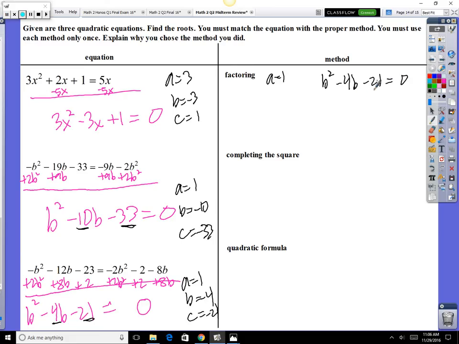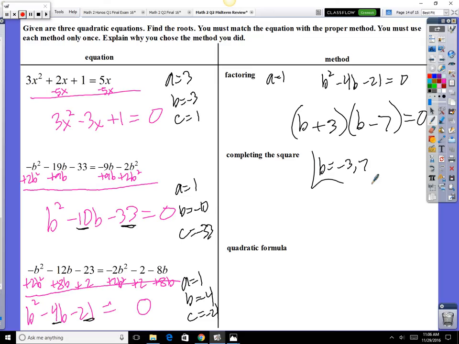Because the numbers that times and give you a negative 21 and add and give you 4 are 3 and 7. And one of them's got to be negative, so the 7 is negative, the 3 is positive. And then if you factor it, b has got to be equal to a negative 3 and a positive 7. Those would be the roots.